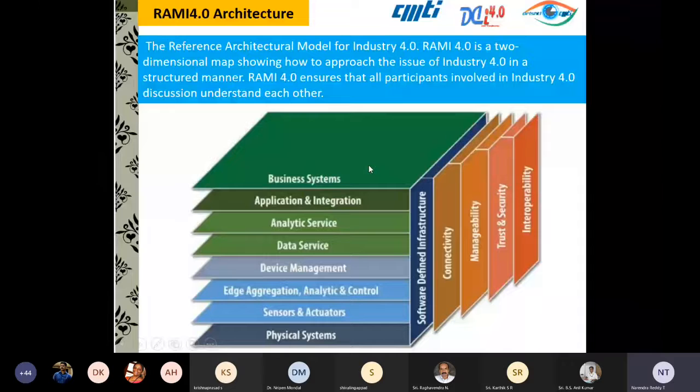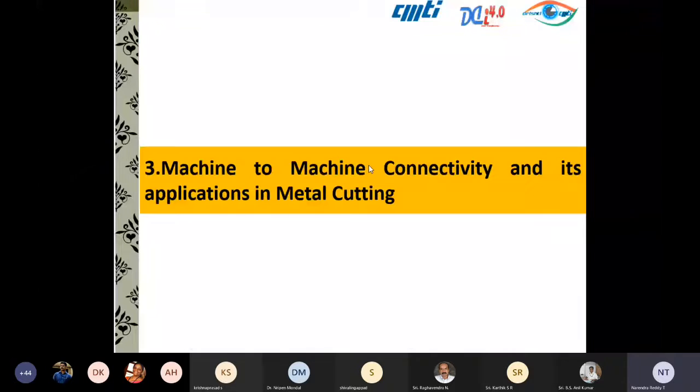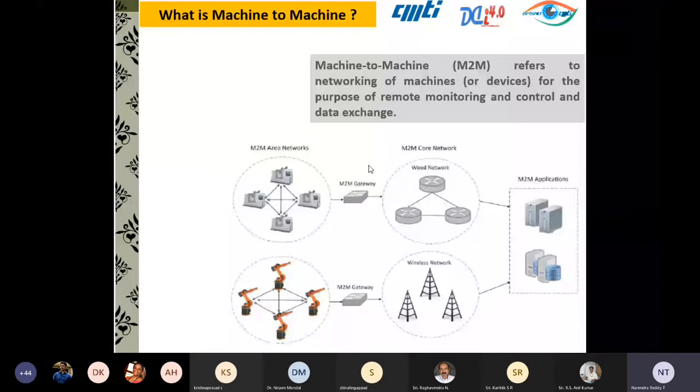Now I'll be getting into machine to machine connectivity and its applications in metal cutting. What is machine to machine connectivity? Machine to machine connectivity refers to networking of machines for the purpose of remote monitoring and control and data exchange. You can use this M2M only on premises or with homogeneous machines. You can see in this diagram, M2M will always happen with homogeneous machines, and it is on premises. Suppose you have a factory in Bangalore, and you take some automobile company like Sansera Engineering. They have 11 plants in Electronic City alone, but each plant is in a different location.